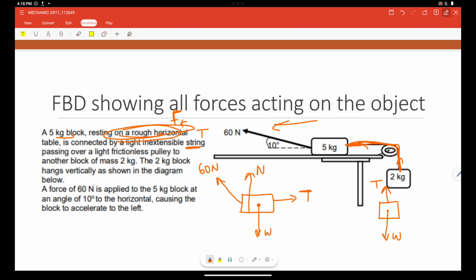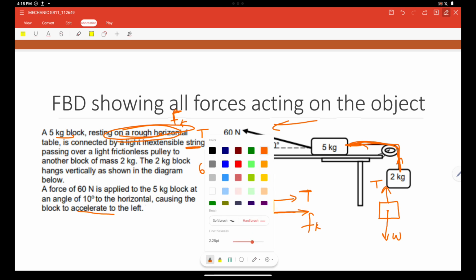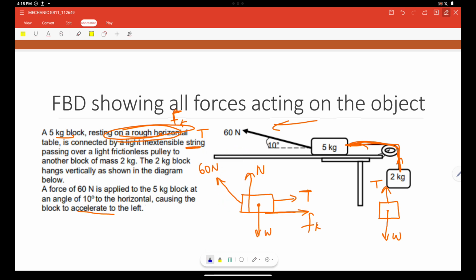Because we spoke about a rough horizontal surface, it also means that we have frictional force. And because we were told that this is accelerating, it's moving, we have kinetic frictional force. It will be opposite the direction of motion, so it will be towards the right. So this will be kinetic friction. If I need to draw the free body diagram, I simply need to replace the block with a dot. There's the tensional force. So this is my free body diagram, FBD. I'll be using that for free body diagram. And then that will be the weight.